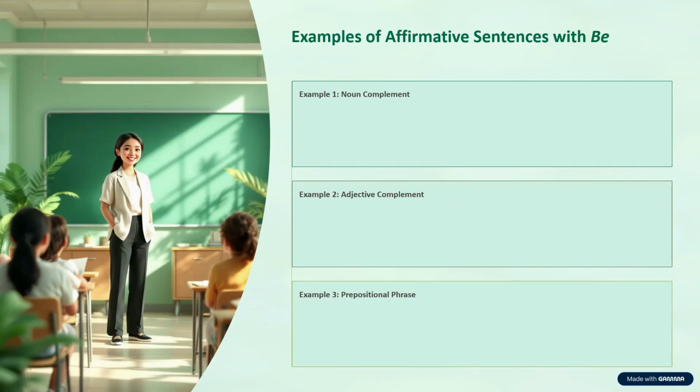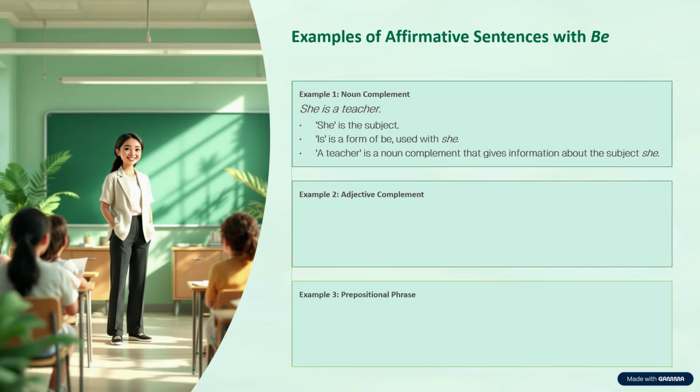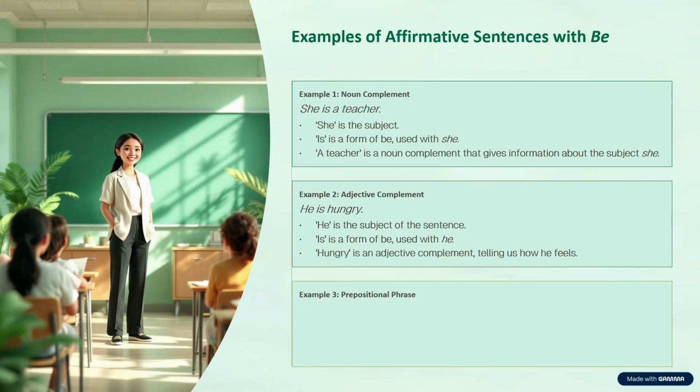Let's look at some examples to understand the structure better. She is a teacher. She is the subject. Is a form of be used with she. A teacher is a noun complement that gives information about the subject she. Another example: he is hungry. He is the subject of the sentence. Is a form of be used with he. Hungry is an adjective complement telling us how he feels.